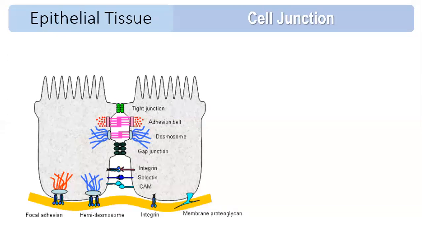Okay, so there are a total of 5 junctions that we are going to study. The first junction is called the tight junction. Then we are going to talk about adhesion junctions or adhesion belt, then gap junctions, then desmosomes, and then hemidesmosomes. So these are the 5 cell junctions that we are going to study in detail.